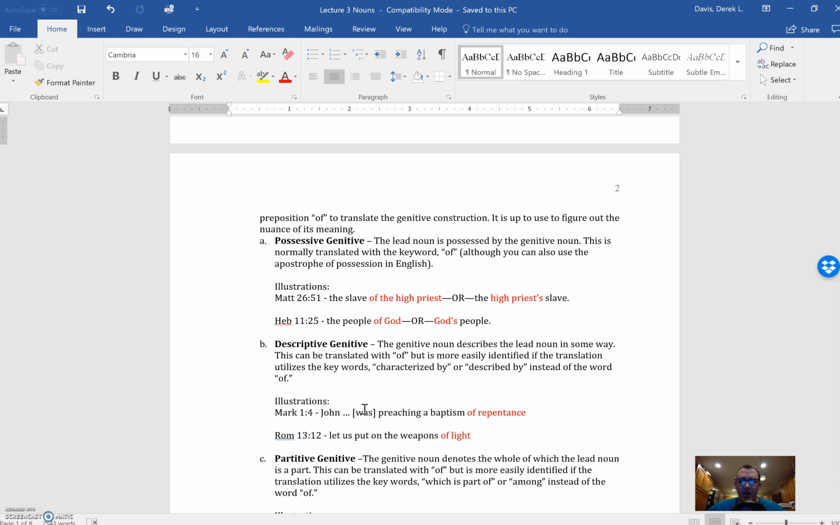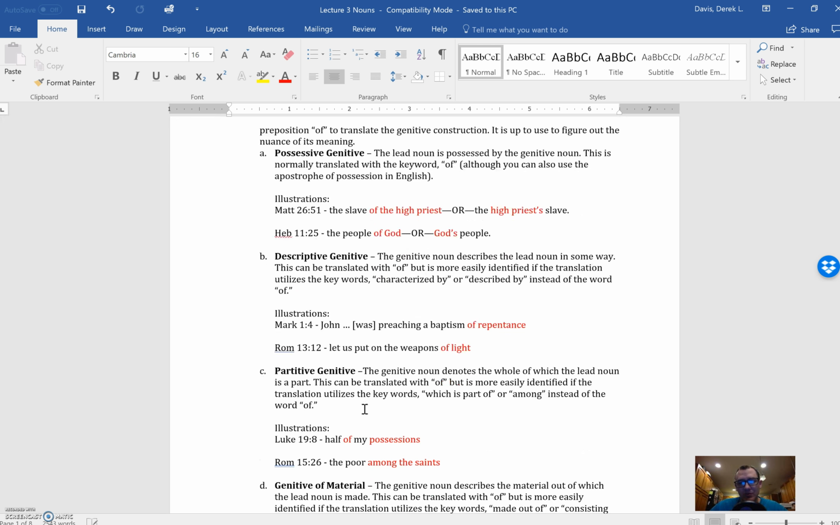You'll see "of" a lot. We use "of" all the time in extremely generic ways, but we just make sense of it because we know the context. The Greek language is no different. They would have just put something in the genitive case, and then the context for the readers would determine how they understood it. We don't have that luxury because it's not our native language, so we have to try to delineate what the authors meant.